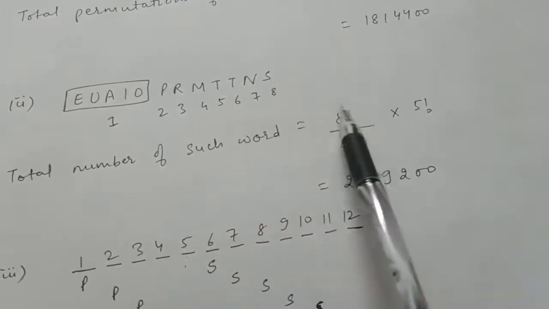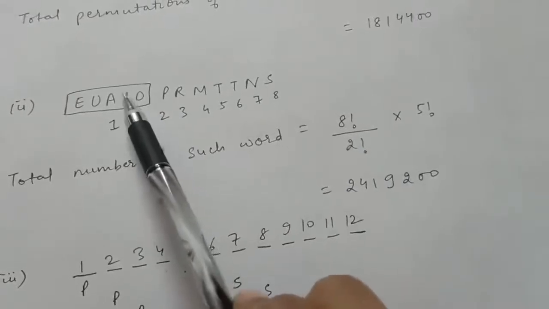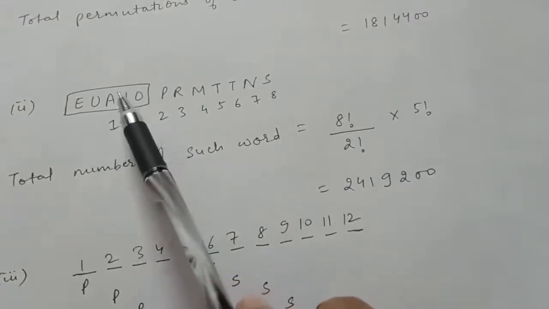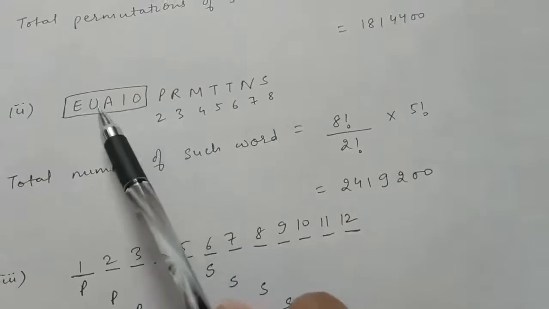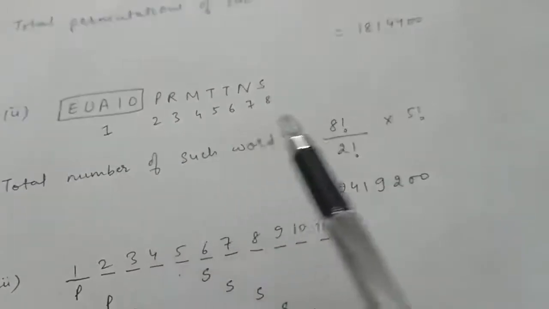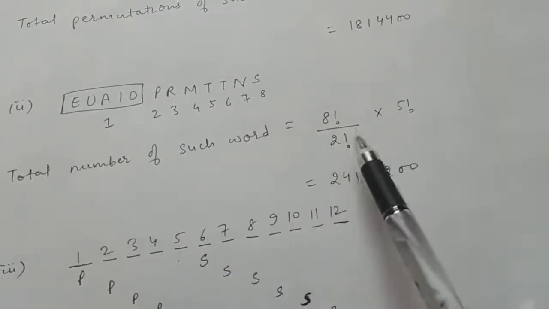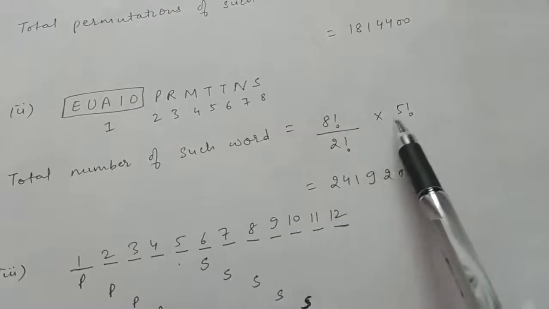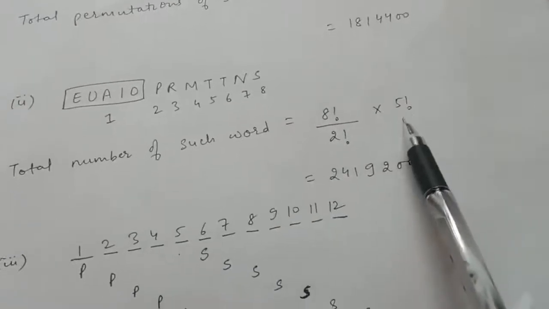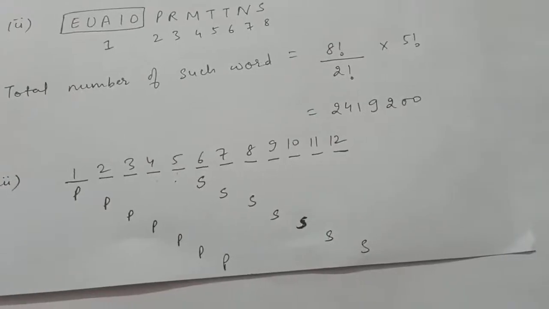Now for each of these permutations, this letter group can be arranged in 5 factorial ways, because it consists of 5 letters, all of those are distinct, right? So the total number of such words will be 8 factorial upon 2 factorial into 5 factorial. Clear? Write down the statement, otherwise you will get 0 marks in paper.